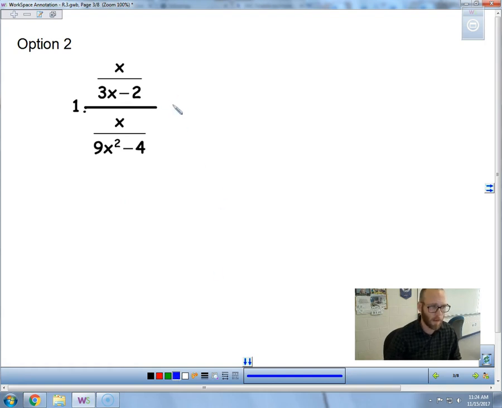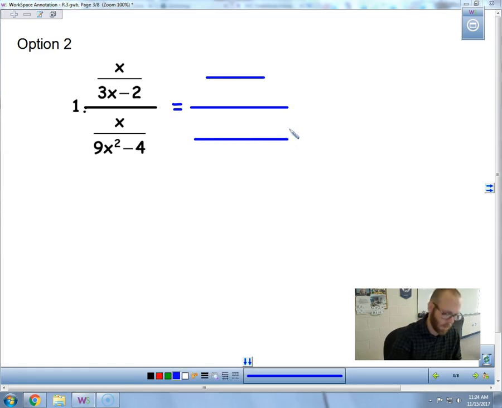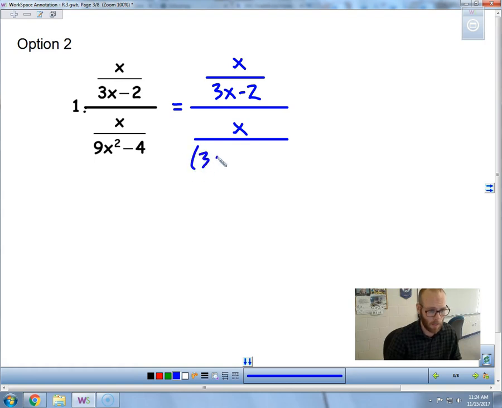Well, we know when we're finding LCDs that we need to factor, because it's our factors that help us determine what our LCD is. So I have x. Can I factor this denominator? Nope. Can I factor this denominator? Yes, we just talked about that. That's 3x plus 2, 3x minus 2.